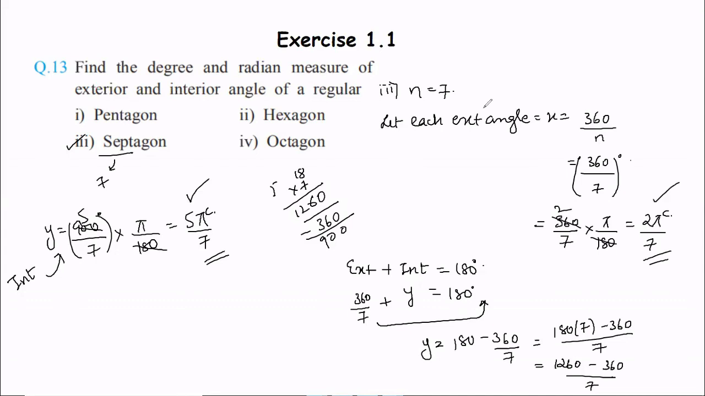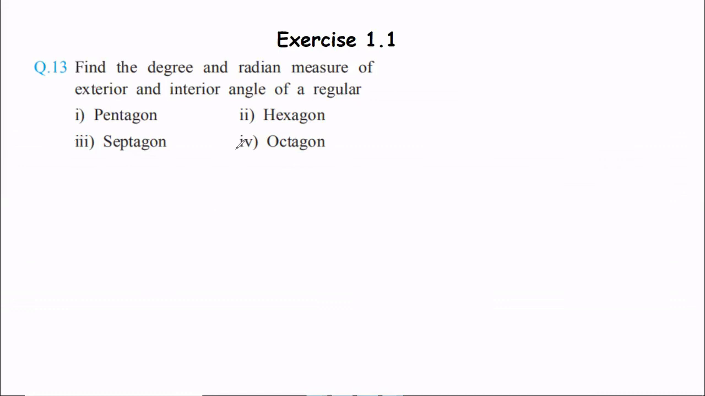Moving to octagon. In case of octagon, the number of sides is 8. I'll do it directly now. X is equal to 360 by 8, where X is the exterior angle. Cancelling it out, it will go by 4 first, so 4 and then 4 remaining. So 45. We'll get 45 degrees. So X is 45 degrees.